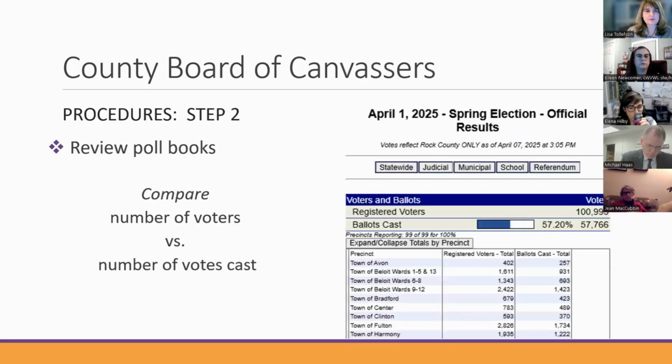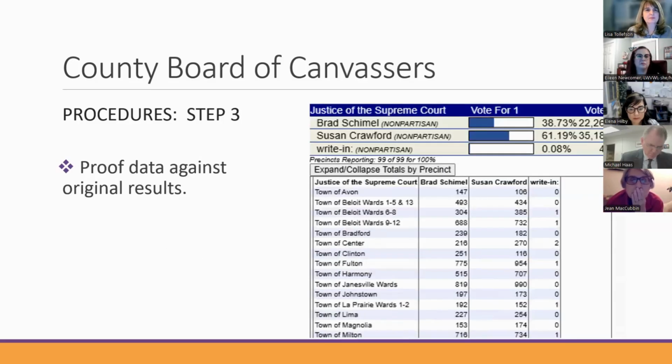We're going to compare those voter numbers to the number of votes cast. What you're seeing in front of you is actually a picture from my Rock County website, and it's showing the total number of votes cast for each municipality. We're going to be comparing that by reviewing the poll books. And then we're also going to be comparing the actual results compared to what we received on election night.